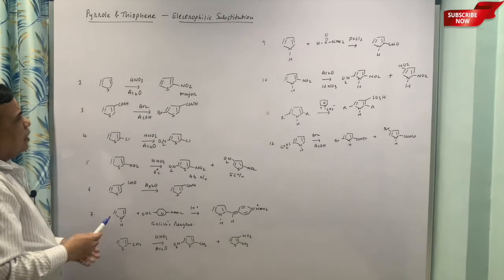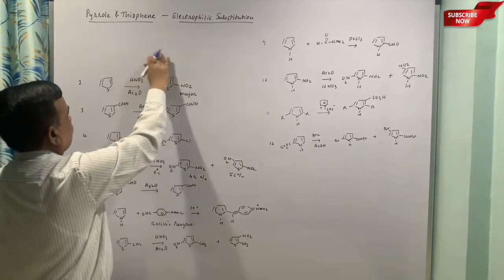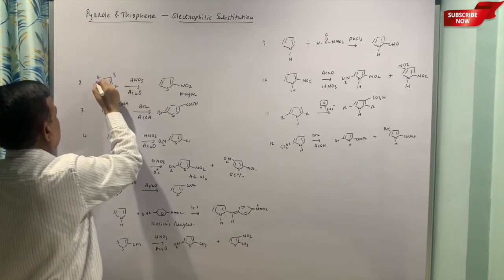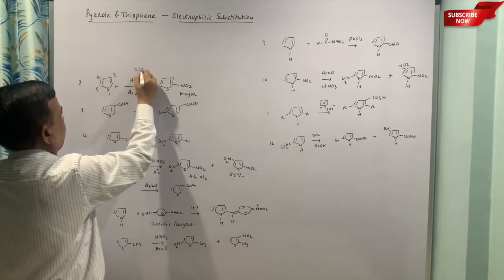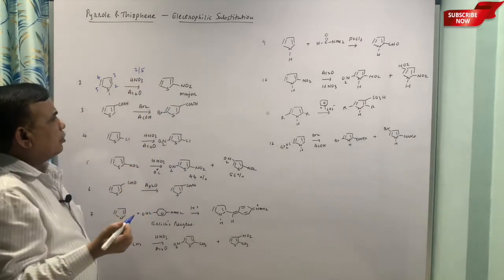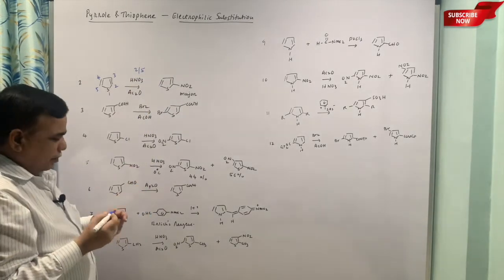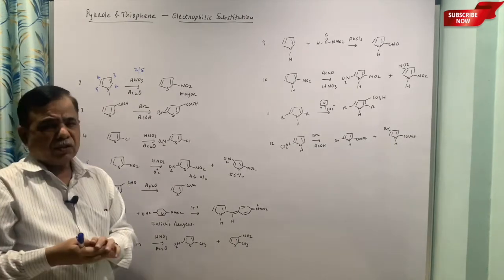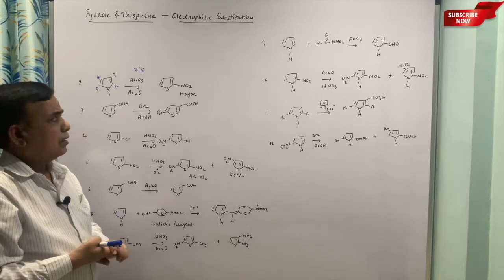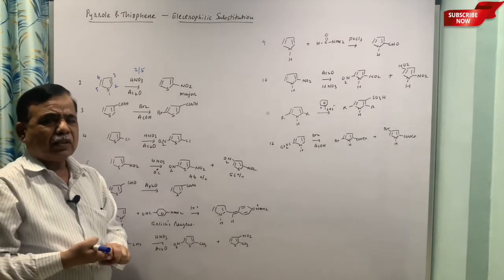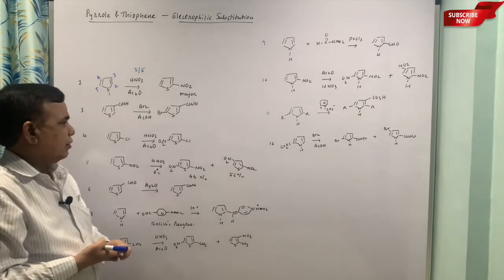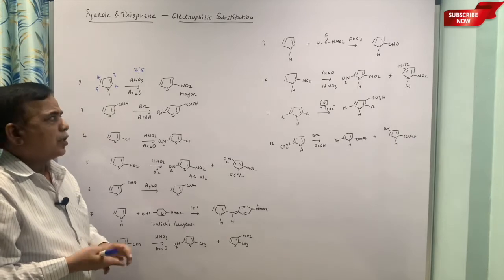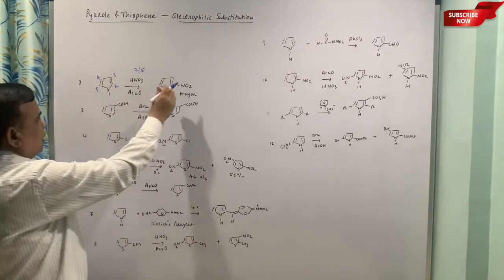The same is true with thiophene also. Here also we will have substitution at either 2 or 5. They are the preferred positions. The mechanism remains the same. If you talk about the relative reactivities, then pyrrole is going to be more reactive than thiophene, and thiophene is going to be more reactive than benzene towards electrophilic substitution. Okay. So this is more or less the same.